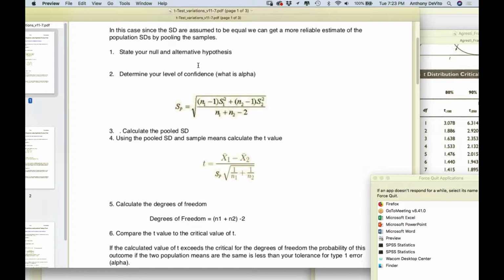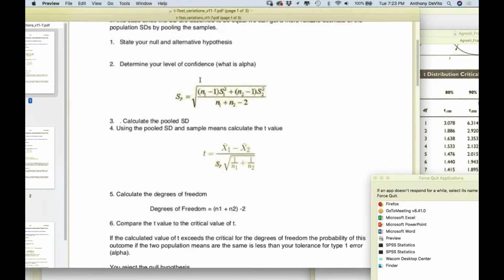So, okay, good. So now determine your level of confidence. What's alpha? What do we want our level of confidence to be? 99% sure, 95% sure, 90% sure. Most of the time, we're usually happy with 5%. For us, we're going to state alpha is equal to 5%. We're only going to reject the null hypothesis if there's less than a 5% chance that we would be wrong, or in other words, get that extreme outcome when the null hypothesis is true. Okay, we've done that.